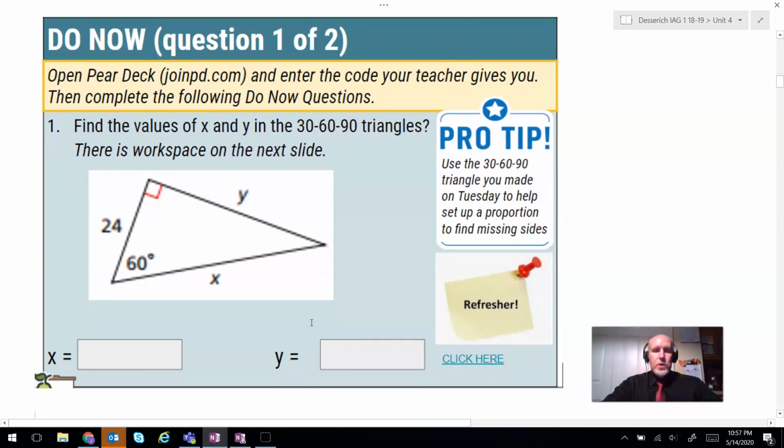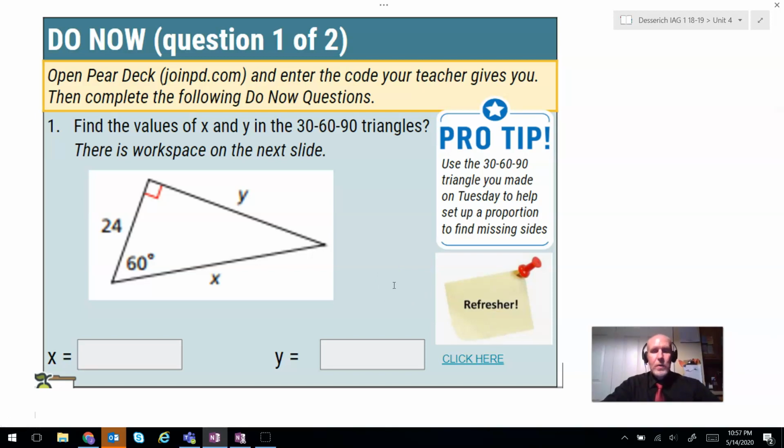So here's do now question number 1. There's only 2 do now questions today, so you have more time to work on other things. If you're stuck on this one, there is a little refresher right here you can click. So try this one on your own, and then if you get it, that's great. And then press play again to see if your answer and mine agree. If you are stuck, you can also press play to see how I'm doing it. But either way, press pause now and try this one on your own.